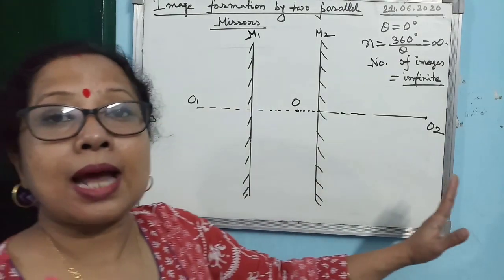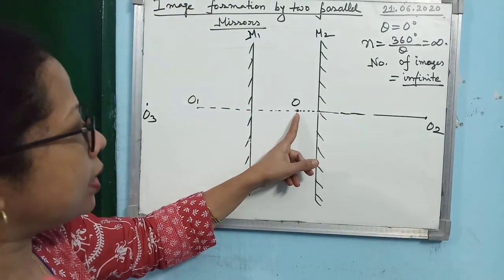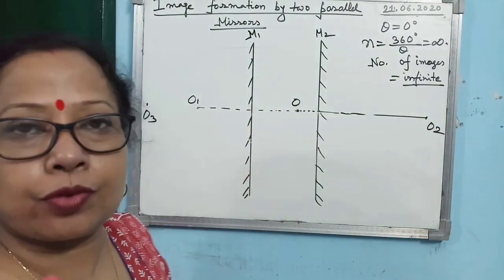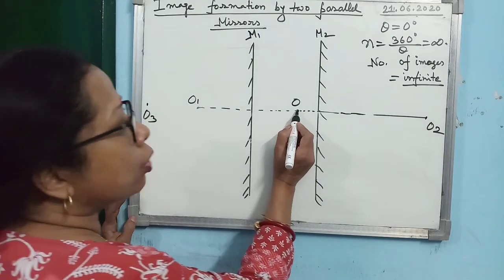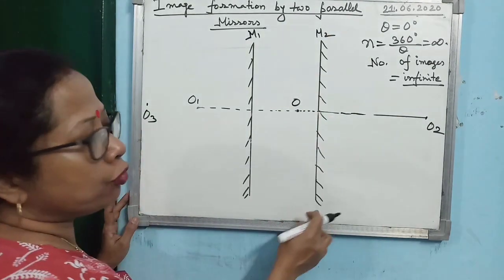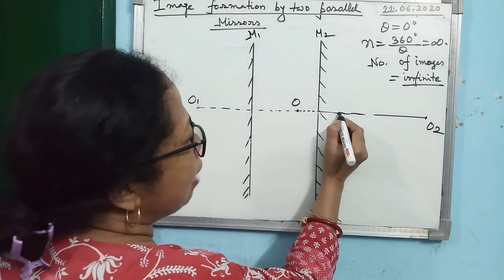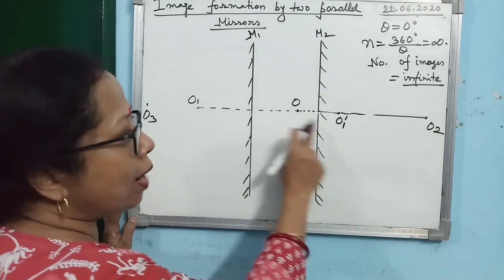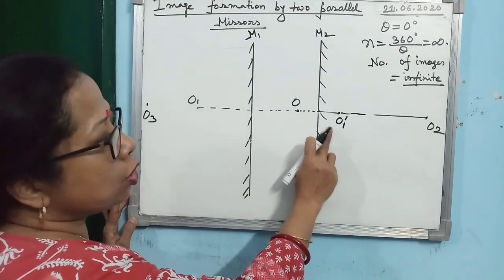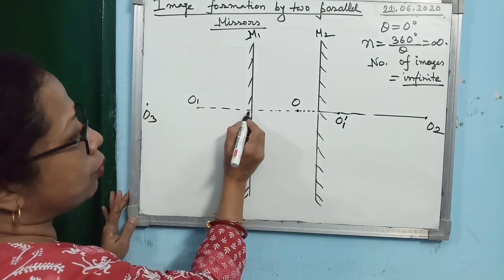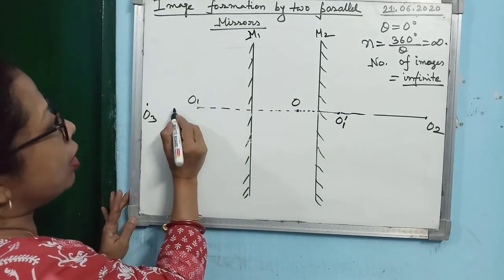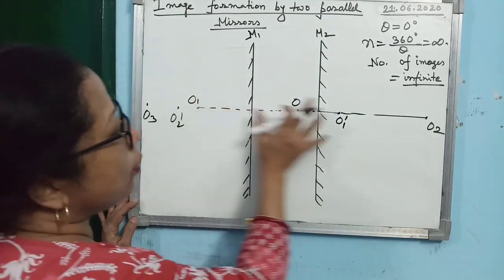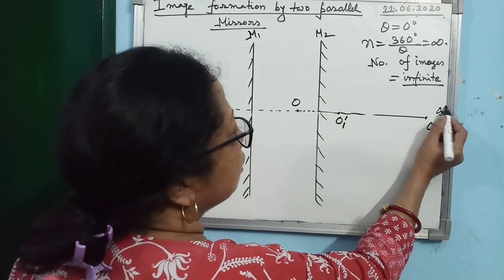Now it is not enough. I have considered O first in front of M1, and then this series of images is formed. Now, one may consider O as being in front of M2 first. Then another image will be formed here. So this is the second series of images. I am naming it O1 dash. O1 dash is now in front of M1, so it will be formed here, O2 dash. Then O2 dash is in front of M2, so somewhere here, O3 dash.